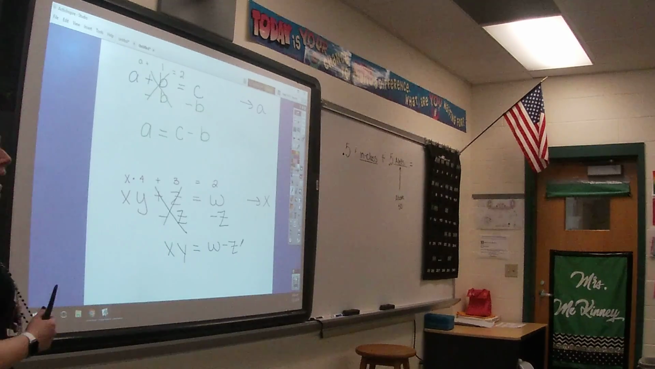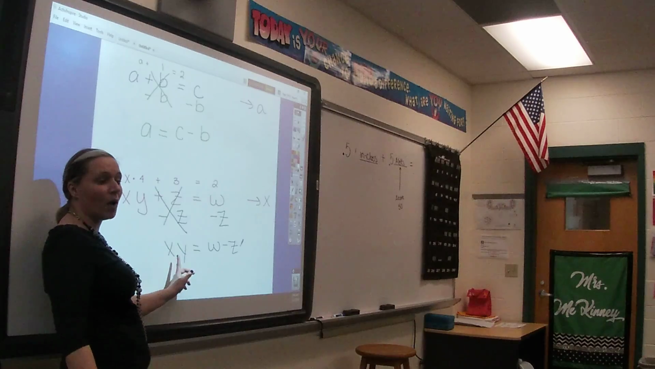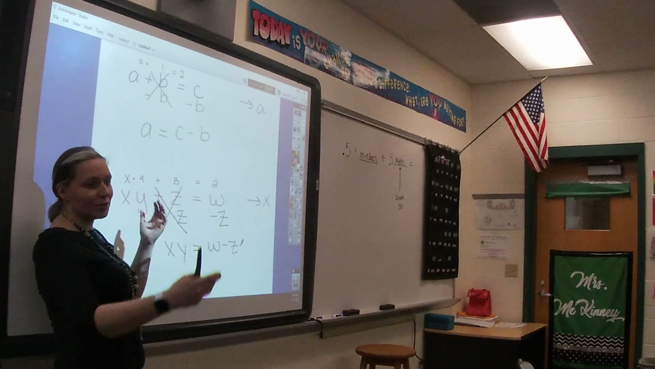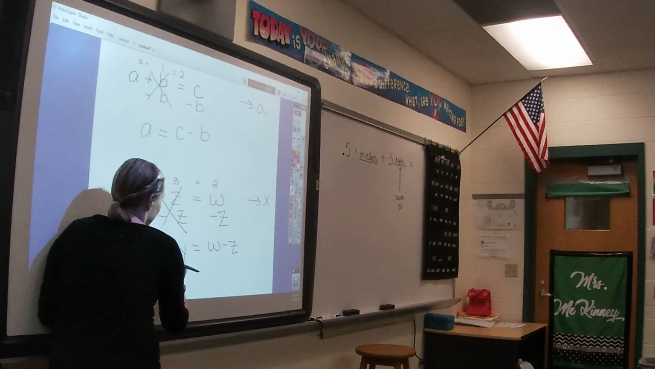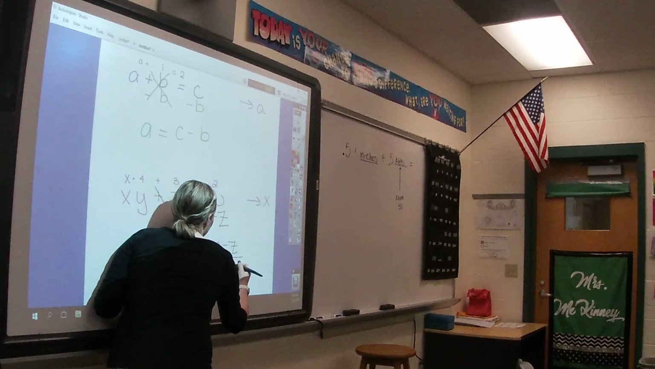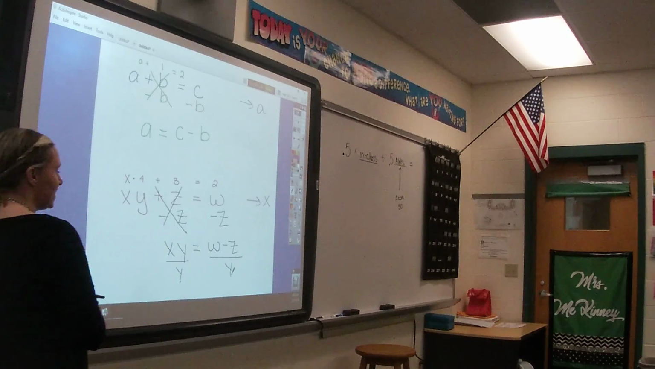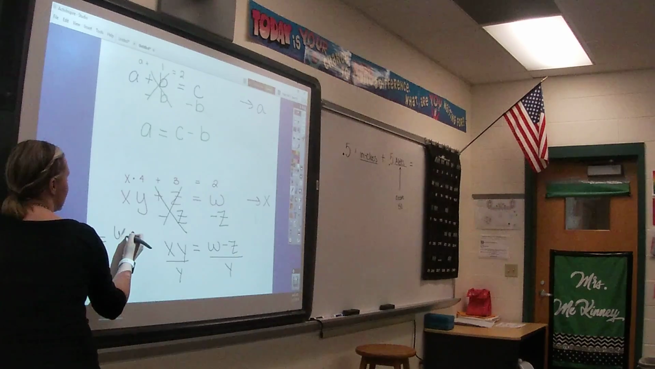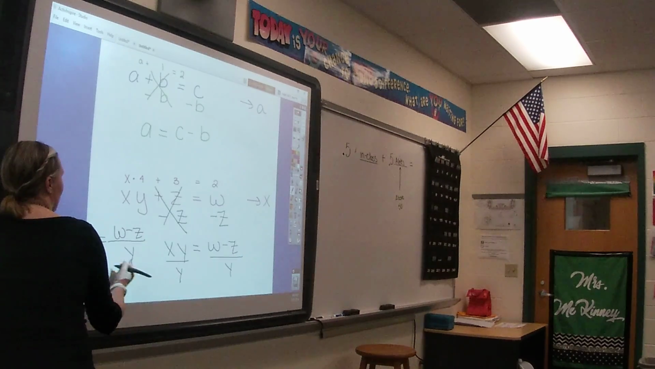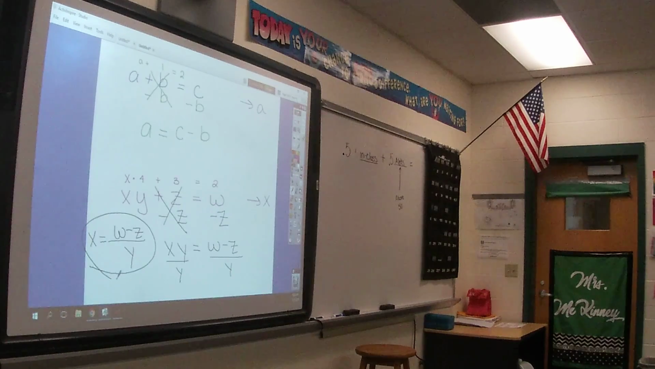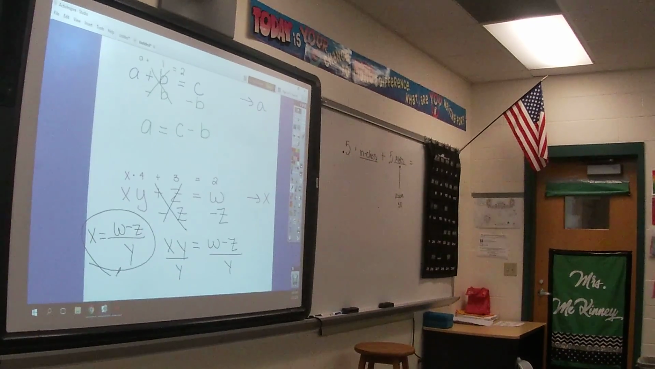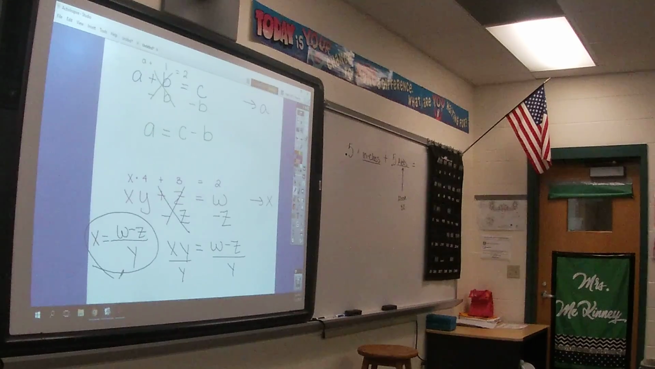Okay, so I'm solving for X. What operation's happening in between X and Y? Multiplication. How do I undo multiplication? Division. So I'm going to divide by Y. I don't know what W minus Z all divided by Y is, so it just stays as that. My final answer would be X equals W minus Z all divided by Y. I'm moving things from one side to the other. I can't combine anything, so it just stays as one big long piece.